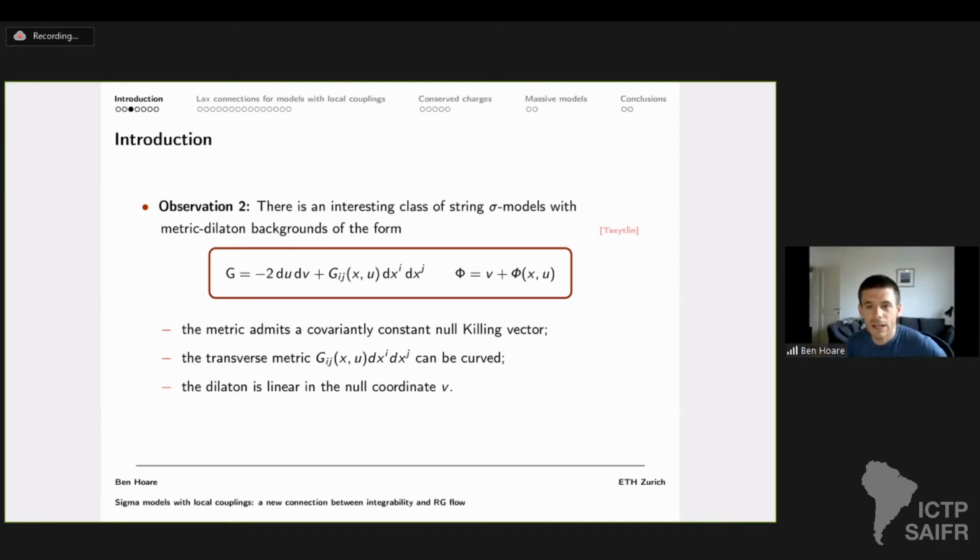This is that there's an interesting class of string sigma models. These string sigma models have backgrounds of the form I've written here. They have metric and dilaton switched on. The metric has the following form: du dv plus some transverse metric, depending on coordinates x^i. This transverse metric can be curved. It can be a function of both x and u, but it shouldn't be a function of v. The dilaton should be linear in v plus some function of x and u. This metric admits a covariantly constant null Killing vector, which just corresponds to shifts in v. And the dilaton, as I said, is linear in this coordinate v.